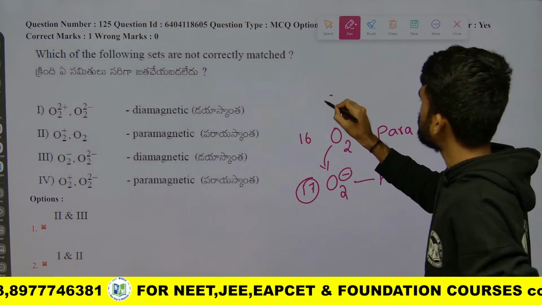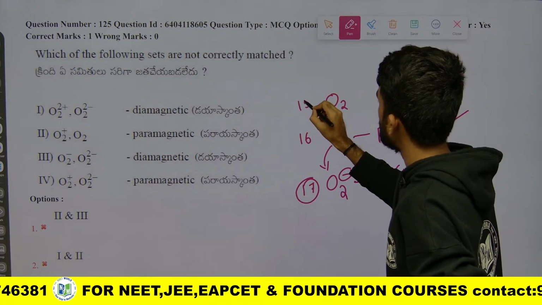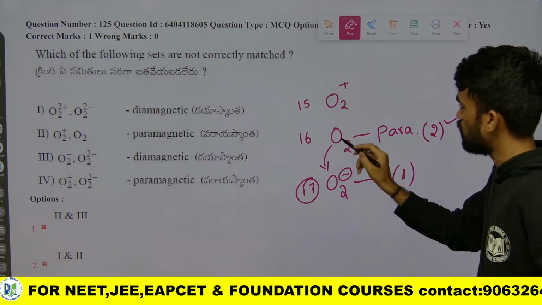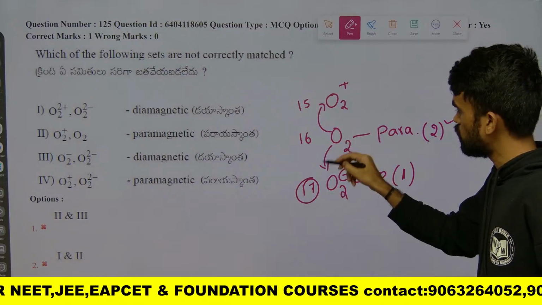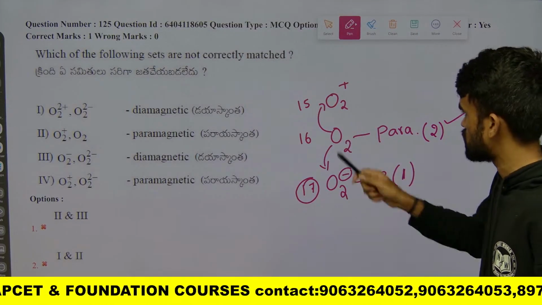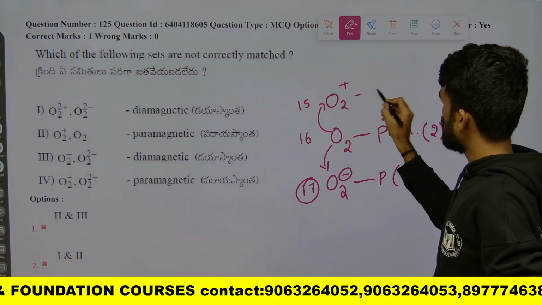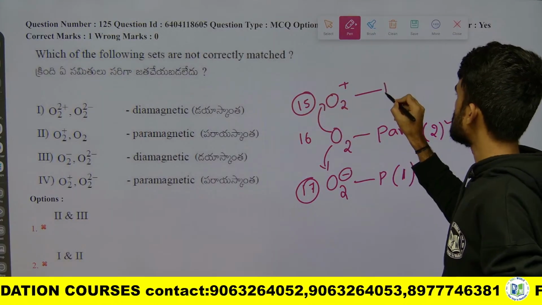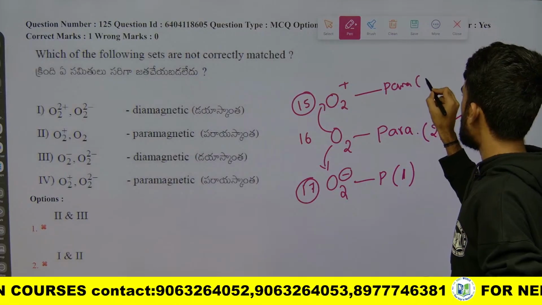Similarly, O2 plus if I write, it is having 15 electrons. If you write minus, you need to add 1 electron; if you write plus, remove 1 electron from 16. So now it is having 15 electrons. Now it is also paramagnetic with 1 unpaired electron.